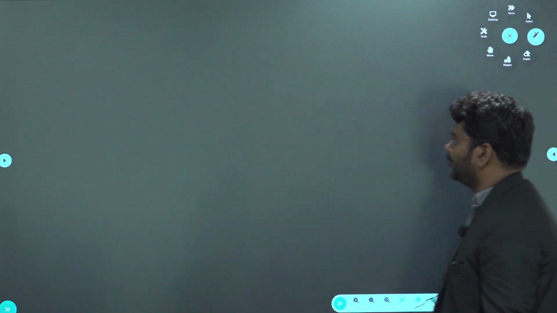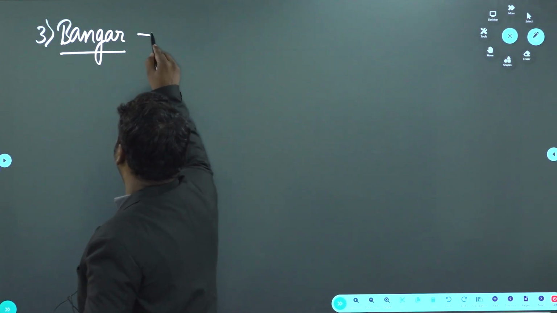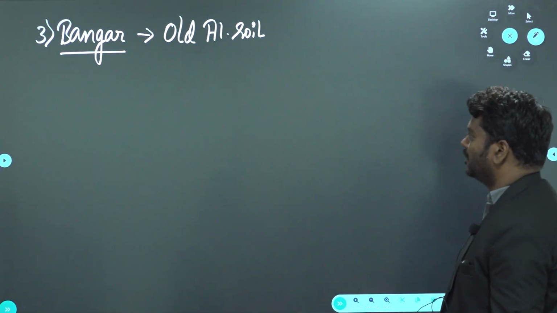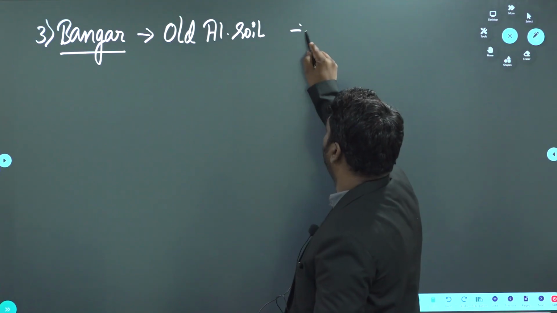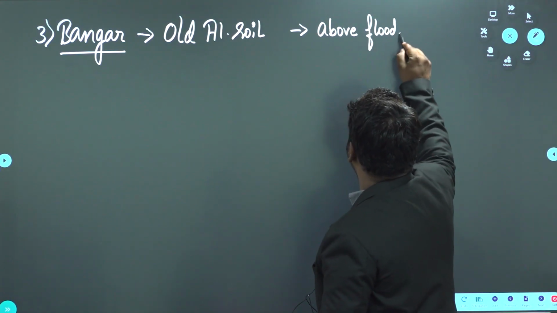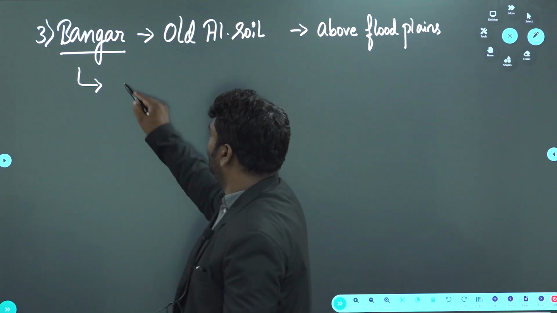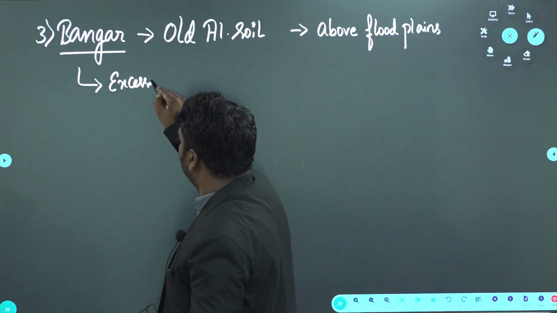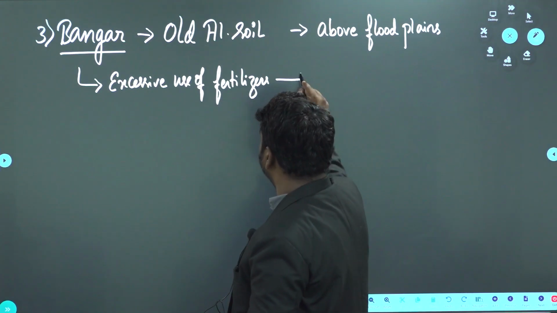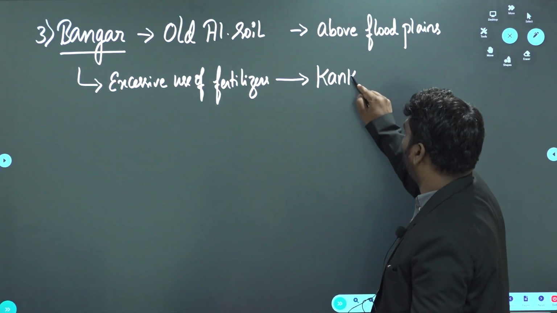Bangar. It is old alluvial soil, and mostly above floodplains. In Bangar, if there is excessive use of fertilizers, it will form saline soils.